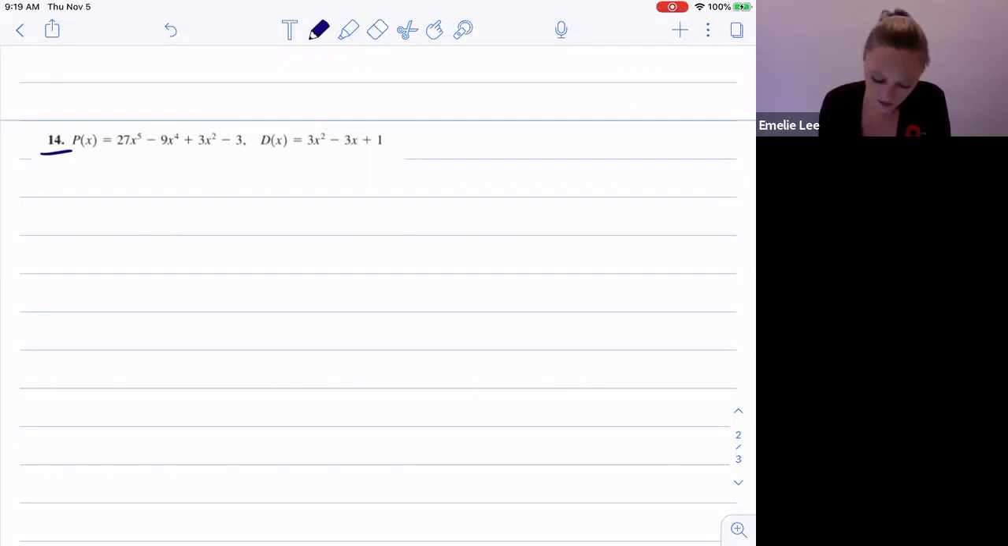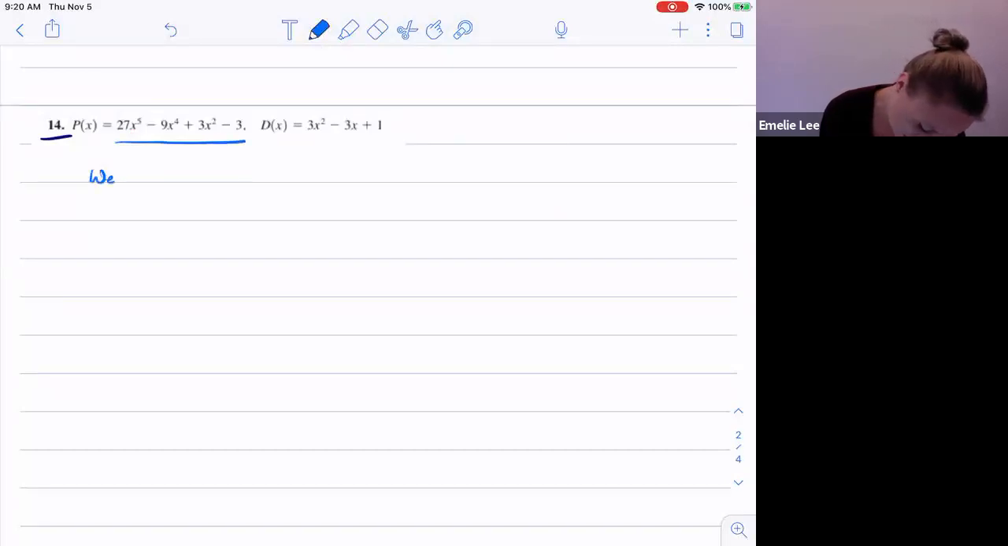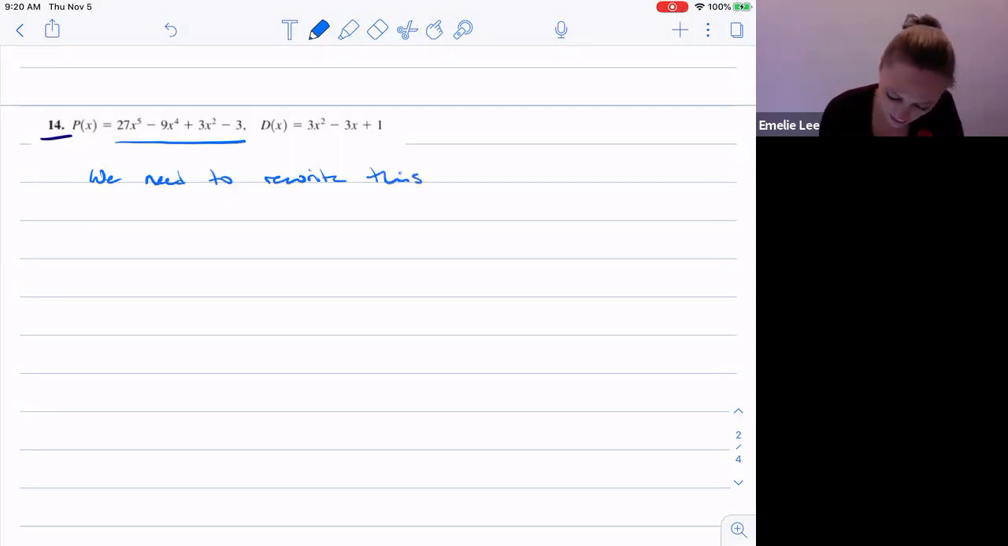All right. So my divisor is 3x squared minus 3x plus 1, and it's going into 27 times x to the 5th minus 9x to the 4th plus 3x squared minus 3. So here, the first thing we need to do is we need to rewrite this, because we already talked about it, including all powers of x.